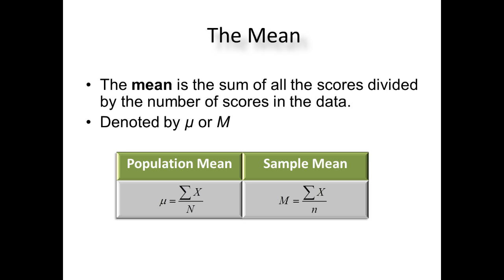This would apply to interval data and certainly ratio data, and sometimes ordinal data as well. What is the mean? The mean is the average. It's the sum of all the scores divided by how many there are. Here is a fancy Greek way of denoting it. The mu is the Greek letter used to represent the mean. This says the sum of the scores divided by the number of scores, and for a sample mean, it's the sum of the scores divided by the number of scores.